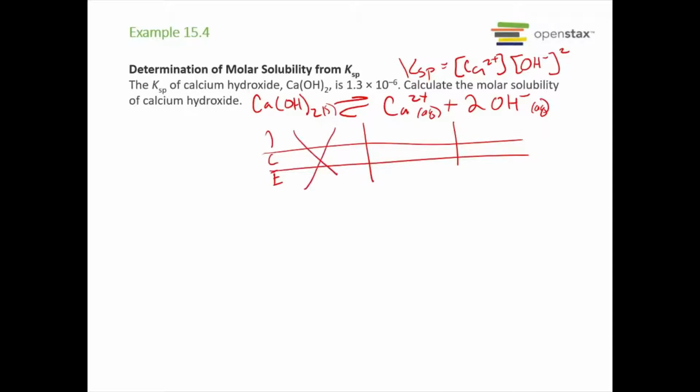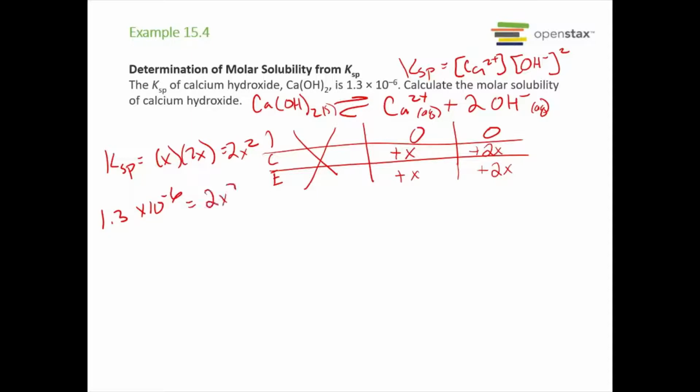We know there's nothing for calcium hydroxide, 0, 0 to start for calcium and for OH−. So we know calcium is going to increase by some x, and OH− is going to come up by 2x since there's twice as much. So at equilibrium, calcium is x and OH− is 2x. So let's set up our Ksp. Ksp is equal to x times 2x, which is 2x squared. So we have 1.3 times 10 to the negative 6 equals 2x squared. I just substituted in the Ksp we were given.